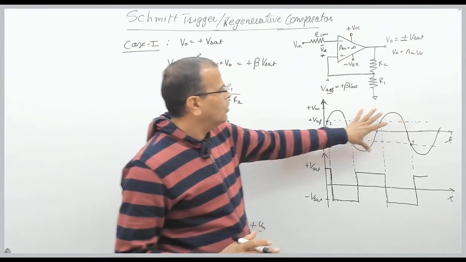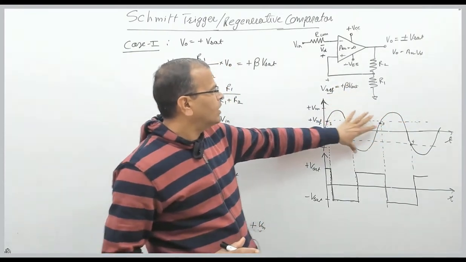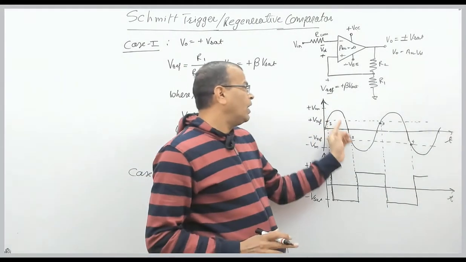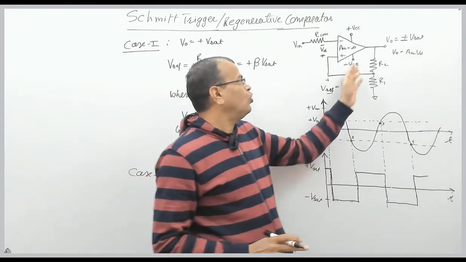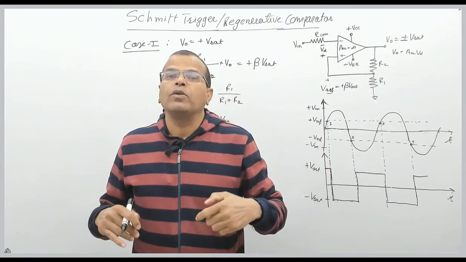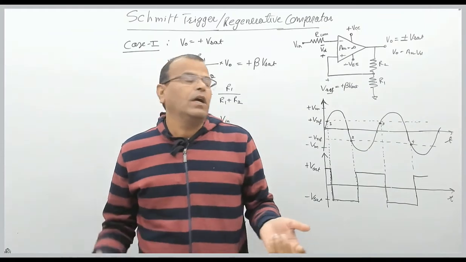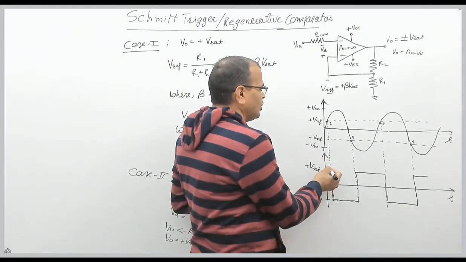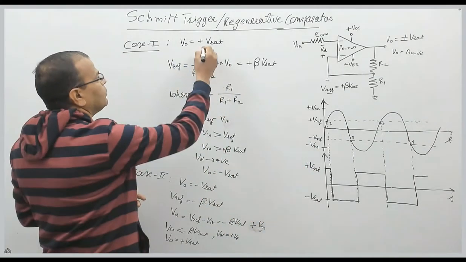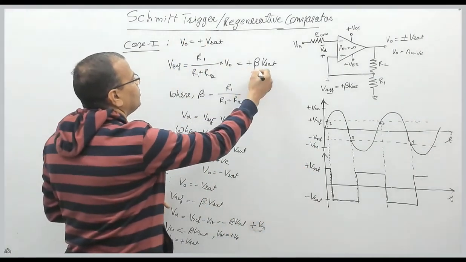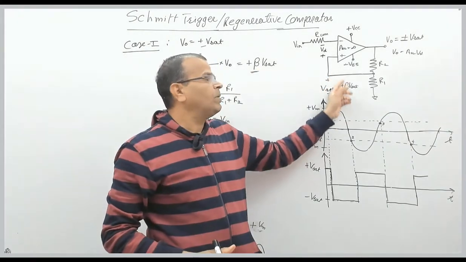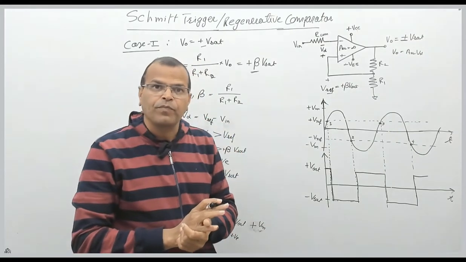See this, not circuit but waveform. We have a sinusoidal input here, right? So when we have a sinusoidal input, the output is assumed to be plus V set initially because of some offset voltages, right? This is my assumption. Output is plus V set initially, so the feedback voltage will be beta into V set, plus beta into V set, right?